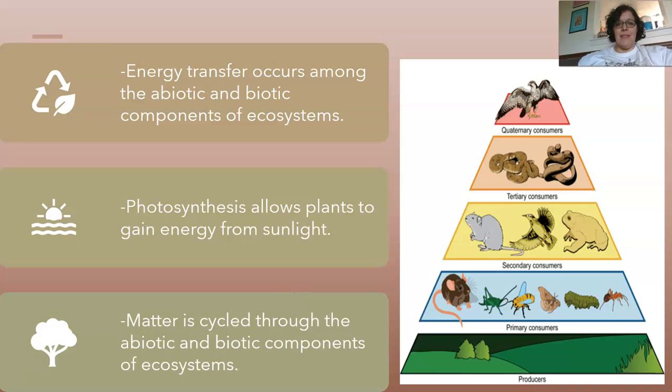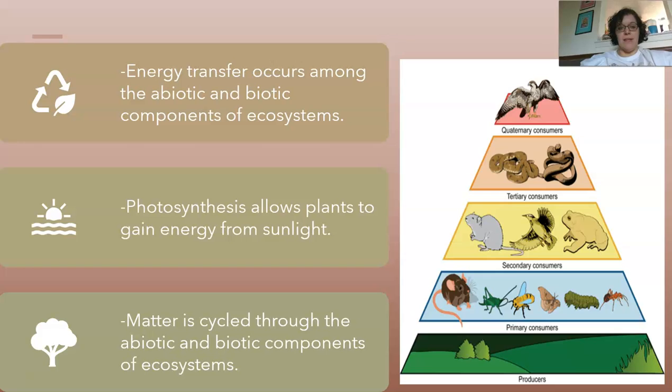We're going to be looking at the energy transfer, a little bit about photosynthesis, and how matter is cycled. Energy transfer occurs among abiotic and biotic components of ecosystems. Now if you remember from 6th grade, abiotic components include weather, rocks, and anything not living. That's what abiotic stands for. Biotic is everything that is living: trees, grass, plants, and any other animals.